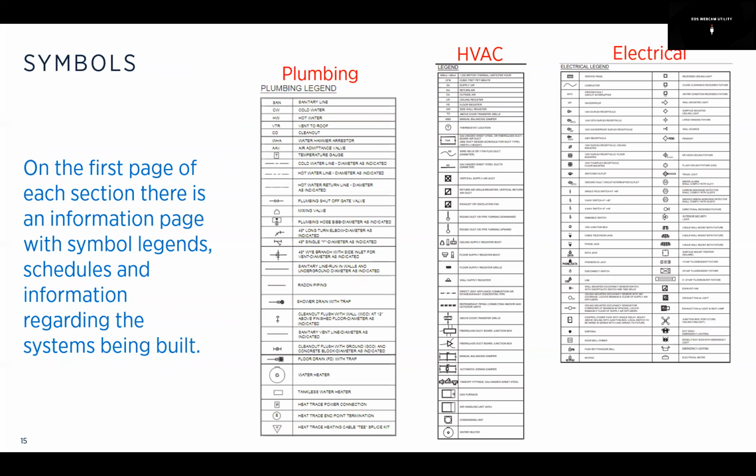Symbols. All right. On the first page of each section, there's an information page with symbol legends, schedules, and information regarding the systems being built. These are critical. So as you're reviewing your plans, you come across a symbol that you don't understand, you quickly come to your symbol page. What the heck is that? Find the picture. There it is. Oh, that was a mixing valve. Or, oh, that's a water heater. Oh, that's a floor supply register.